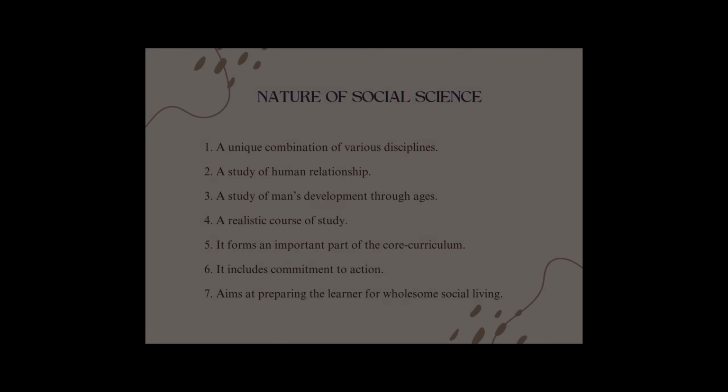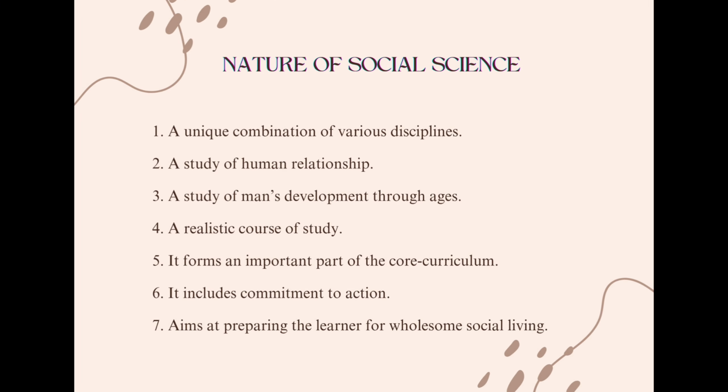The first point is social science is a unique combination of various disciplines. Okay, we can consider social science as a big fruit salad. It has bits of history, geography, economics, politics, sociology, and more. All these subjects come together to give us a complete picture of a society. Each one looks at society from a different angle, but when we combine them, we get a complete understanding of how the world works. Let me give you an example.